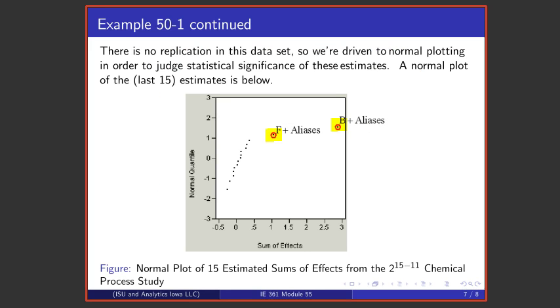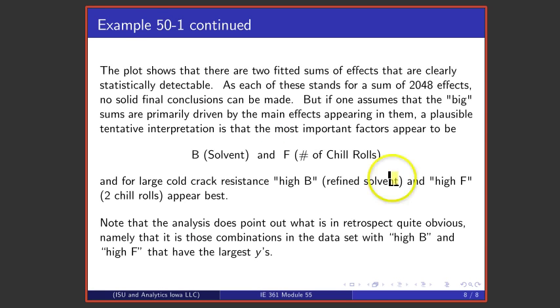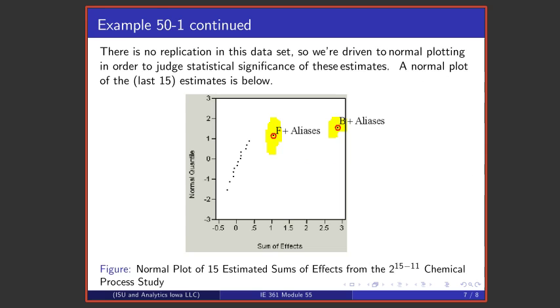So we could look at that and say, well, a very, very, very tentative interpretation is that what's important here is factor B and factor F. That if one assumes that what's important to any one of those sums of 2048 effects is really only the main effect, then it's B and F that matter. And in fact, if one wants large cold crack resistance, since these estimates are positive here, one wants the high level of B and the high level of F.